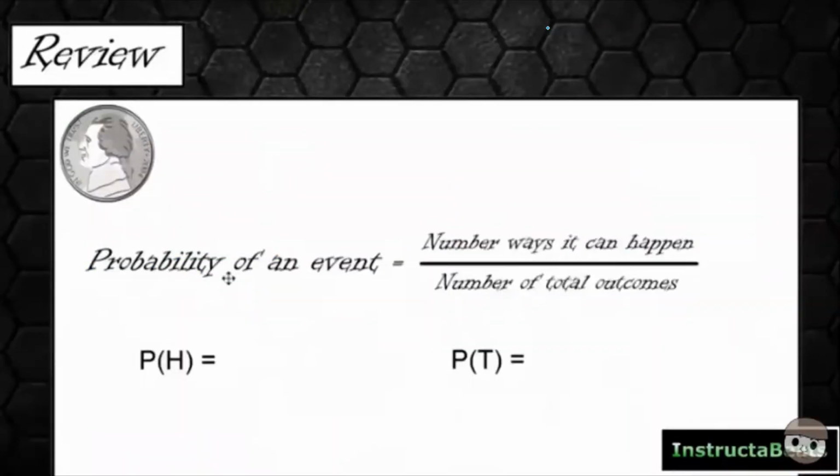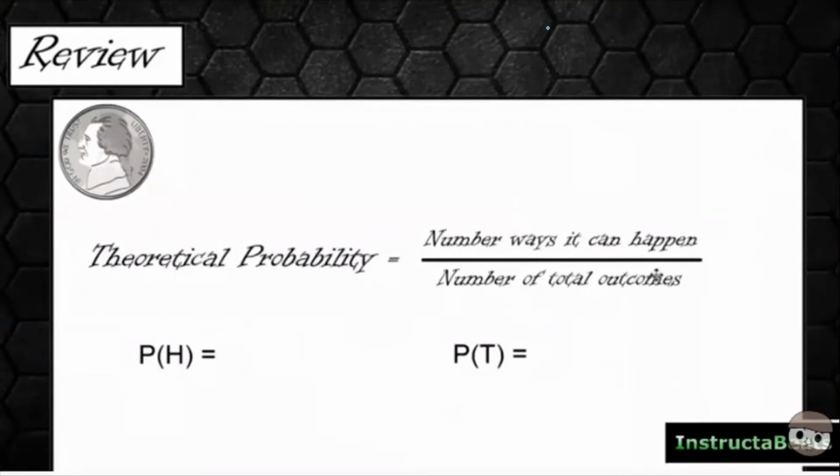Now, let's have a review. When we say tossing a coin, and when we say probability, this is the formula that we use. We have the probability of an event, which is equal to the number of ways it can happen over the number of total outcomes. This is the same as our theoretical probability. Okay, so theoretical probability is equal to the number of ways it can happen over the number of total outcomes.